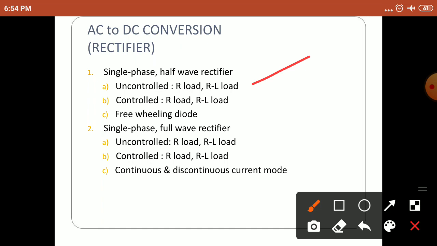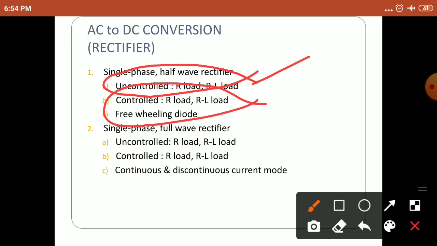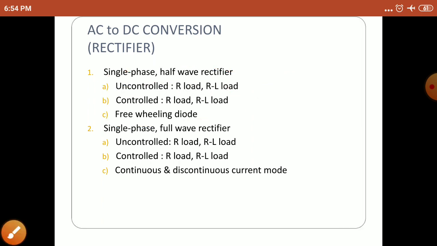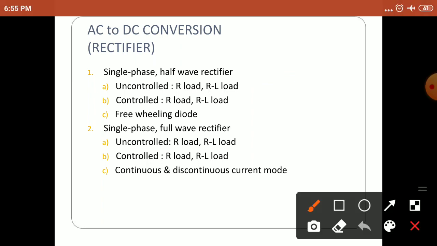The freewheeling diode is also used in some of the rectifiers, so that is why it is also given as one of the forms of rectifiers. Here in uncontrolled, diodes are used; in controlled, SCRs are used. The operation of the circuit can be controlled in a controlled rectifier, whereas switching operation is not possible to control in the case of the uncontrolled rectifier.